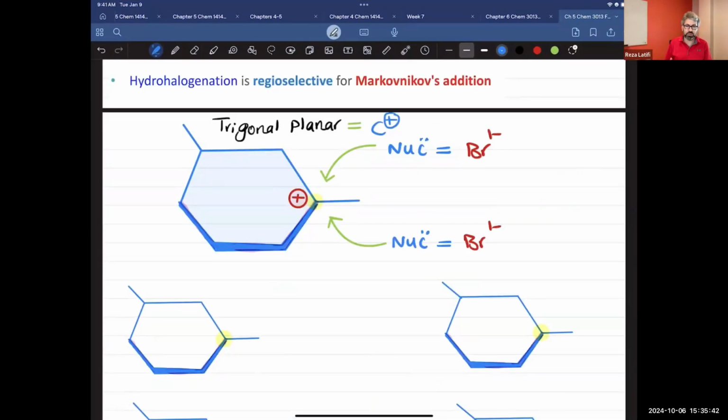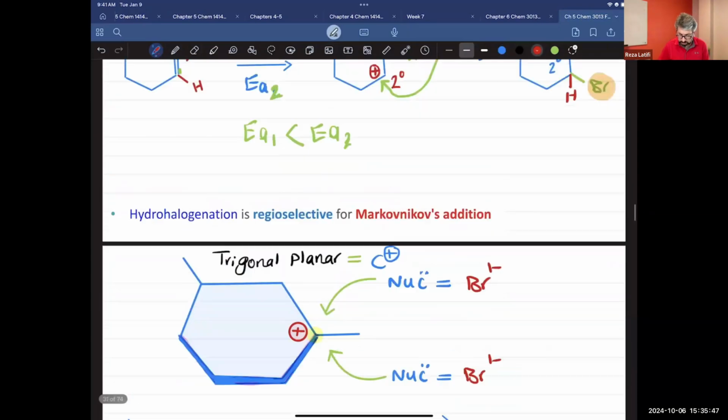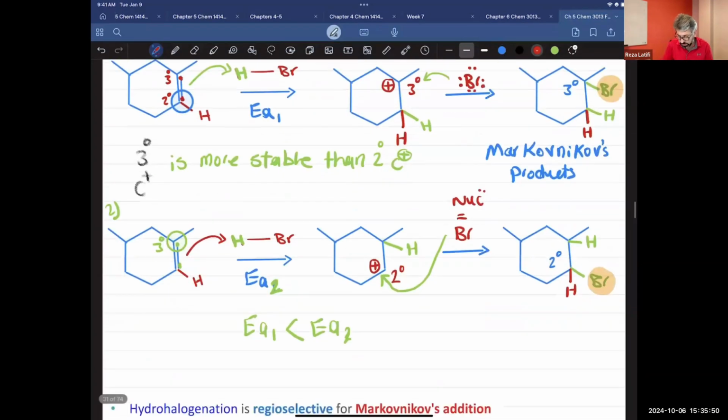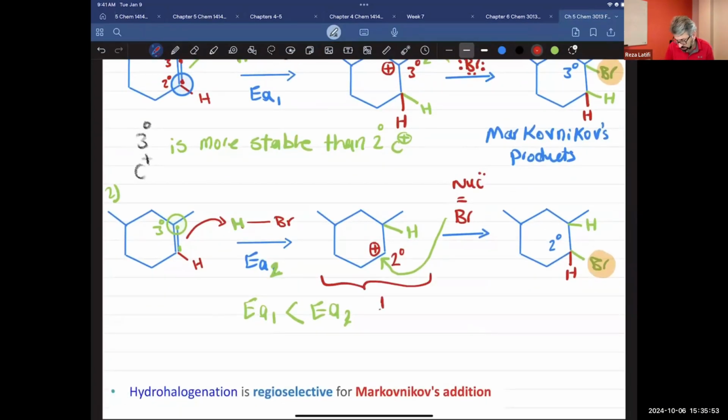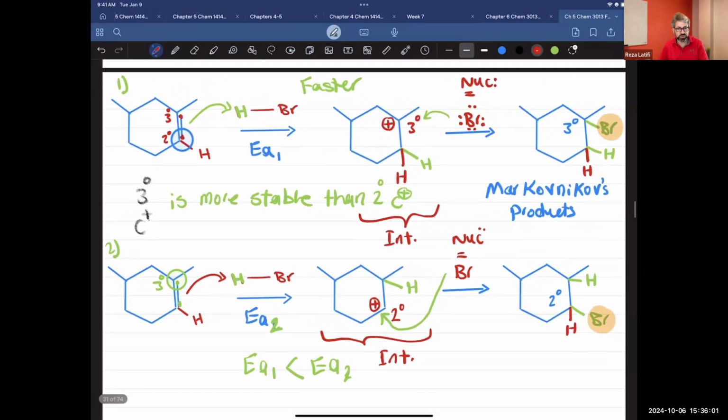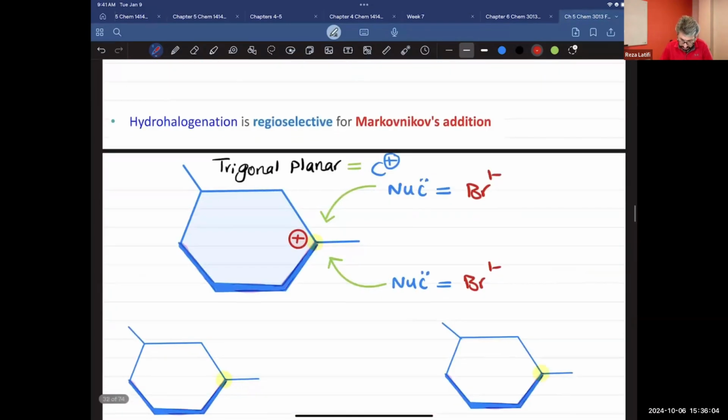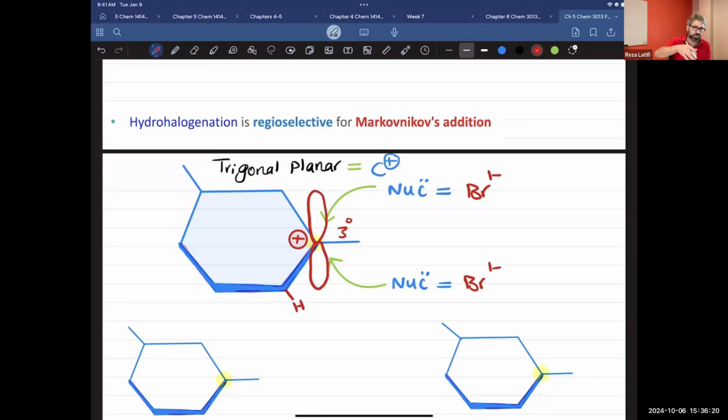Whenever you add the H, you're going to get a carbocation. Remember, we got the carbocation, or the intermediate. This part we call the intermediate. We said the tertiary intermediate is more stable than the secondary. So we added the hydrogen here, and we got the tertiary carbocation. That tertiary carbocation has an empty orbital, and this is the empty orbital. Now the nucleophile can reach it from the top or the bottom.